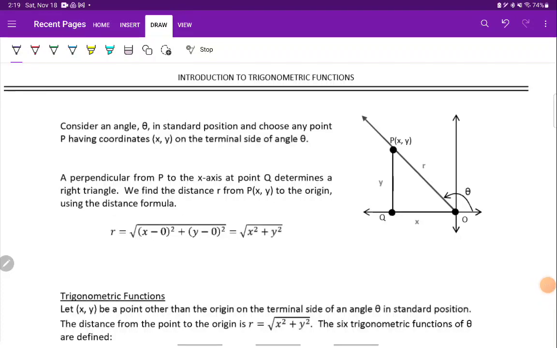We've got an important video here. This video is going to introduce and define our 6 trigonometric functions. So let's consider some angle theta in standard position.